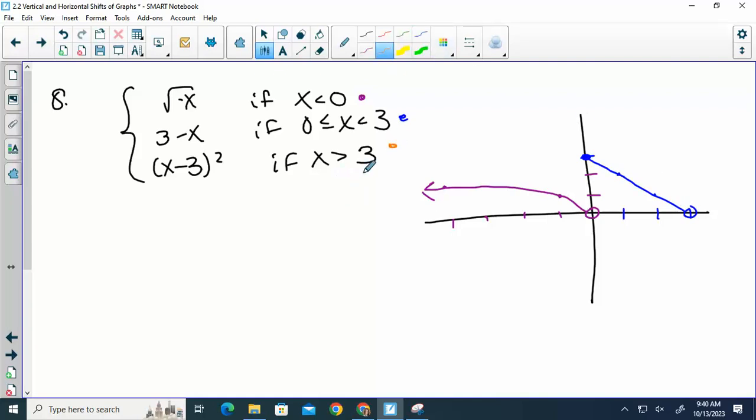Last one, we have to put in 3. It would also be open, so 3 minus 3 squared. 0 squared is still 0. If I put in a 4, we get 1 squared, which is 1. You put in a 5, get 4. So we're getting a part of a parabola here.